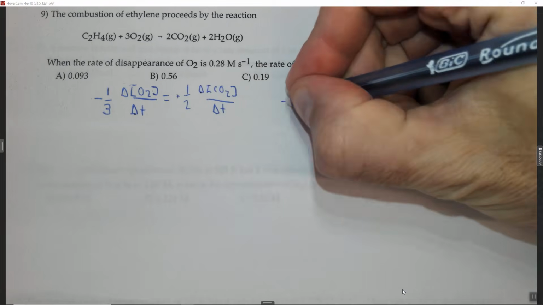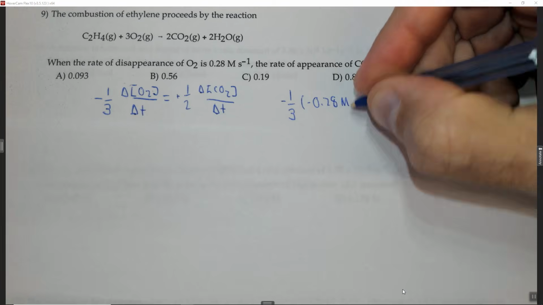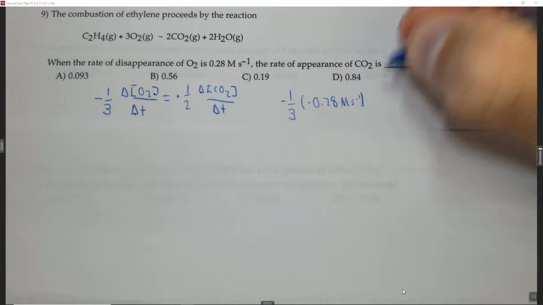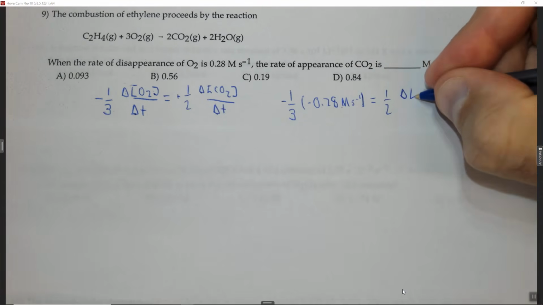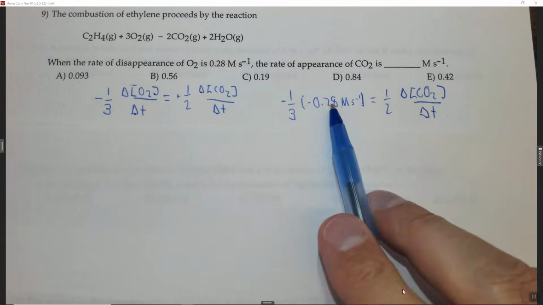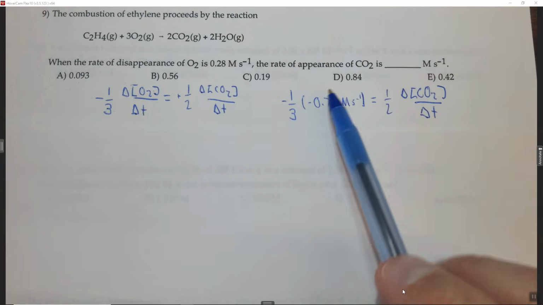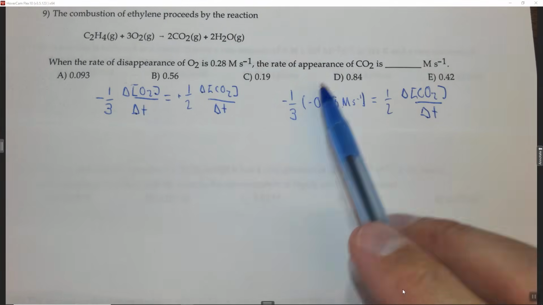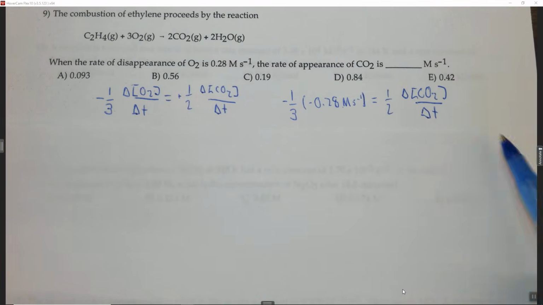So negative 1 over 3 times negative 0.28 molar per second. Okay, that should be a minus 1. Equals 1/2 times delta concentration CO2 over delta T. So multiply these out. You do need to plug this in as a negative, or just realize that the CO2 has to be positive because it's a product and because it says the rate of appearance. So that implies it is positive. That's just like the rate of disappearance implies that this is negative. You'll also notice there's no negative answers, so that's really fine.